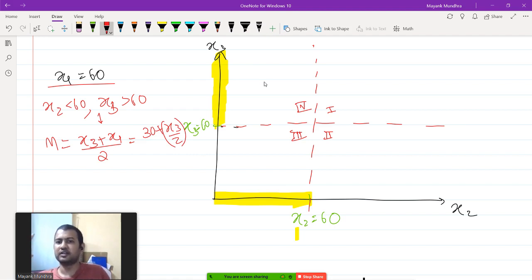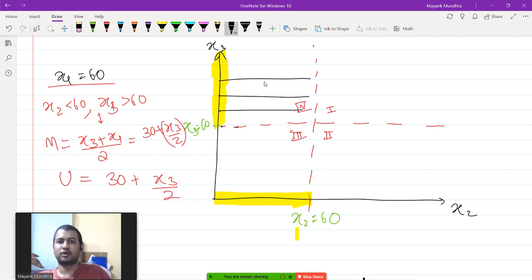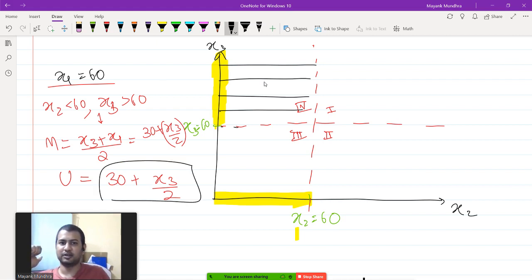So utility is going to be 30 plus x3 by 2, so the ICs will be horizontal. For all constant x3 values, whenever x3 is a given value, the utility level will be 30 plus x3 by 2. So that's your region 4.